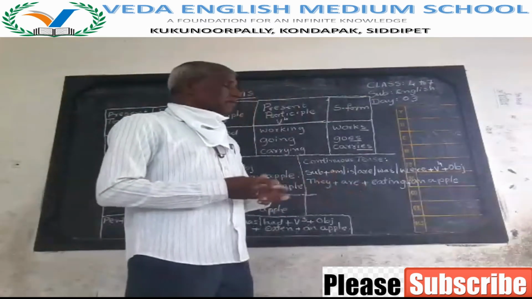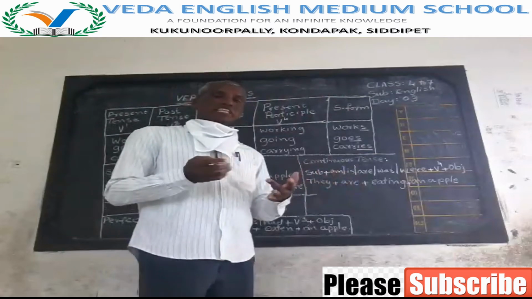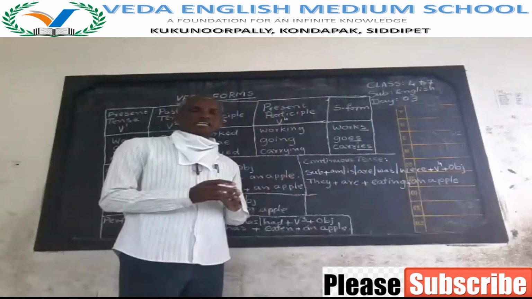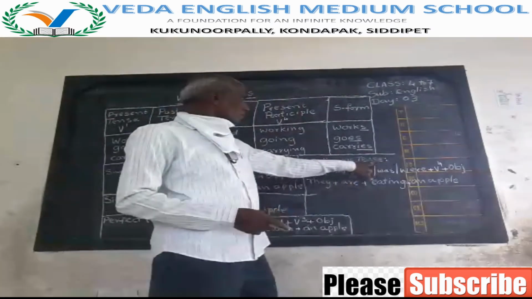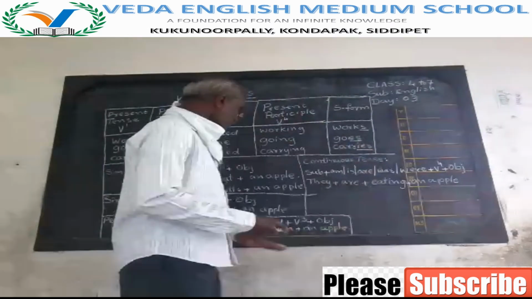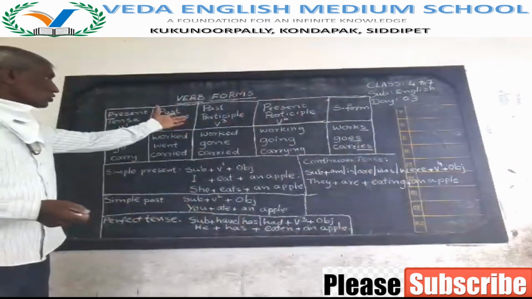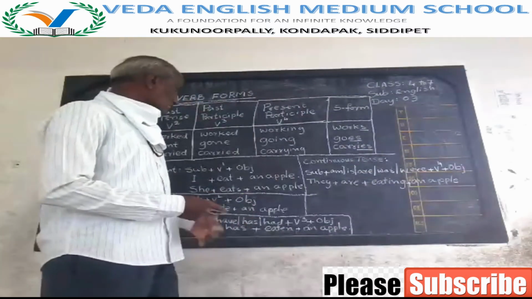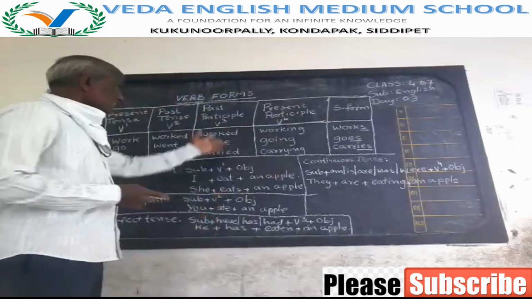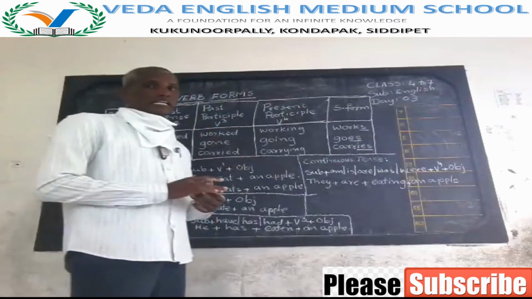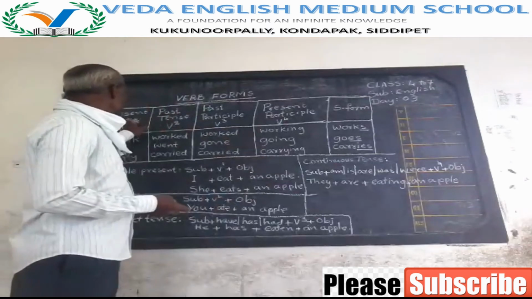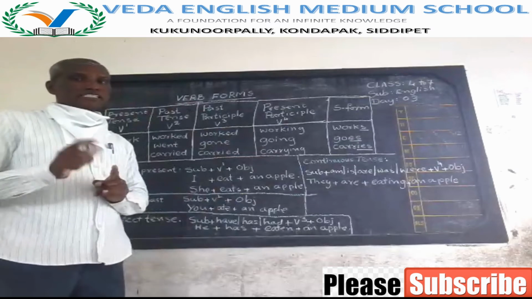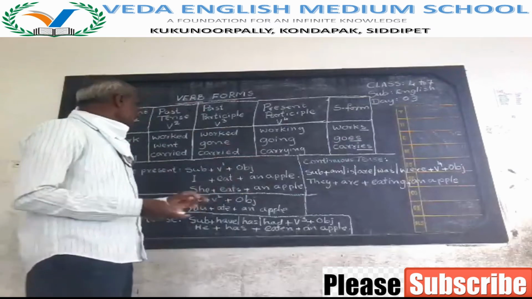Even in the present perfect continuous tense also we use V4. If there is a continuous tense, we are using V4. So now you know how to use verb forms in the different tenses. If you don't understand this, it's very difficult to make sentences. That's why we have to understand verb forms for everything. But here you can observe one thing.